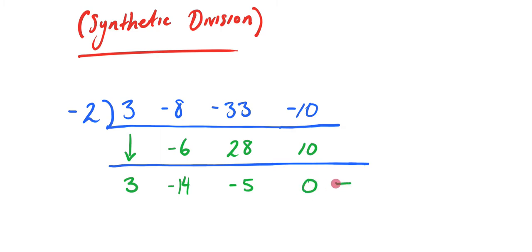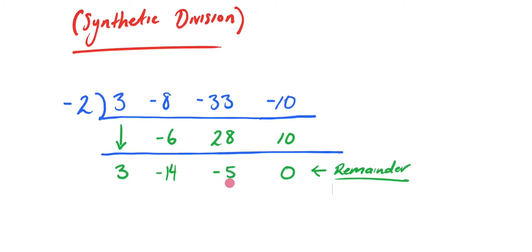Remember, this right here is my remainder. So the fact that I got 0 as my remainder makes perfect sense. I had to do it. If I didn't get 0, it meant I've done something wrong, because if x plus 2 is a factor and we divide something by a factor, we should get 0 remainder. So that checks out. Perfect.